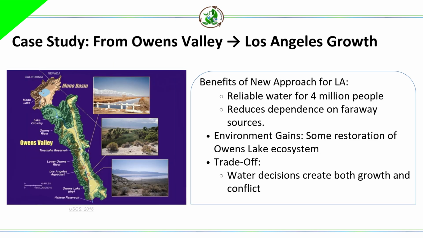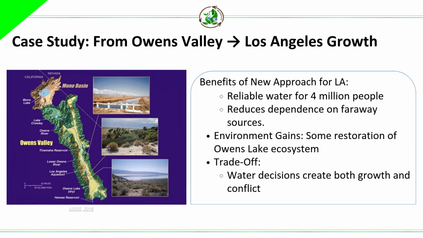Continuing with our Owens Valley case study, let's look at the benefits of the new approach for Los Angeles. First, it provides reliable water for about 4 million people. That means the city can grow and thrive without constantly worrying about shortages. Second, it reduces dependence on faraway water sources, which makes the system more resilient.